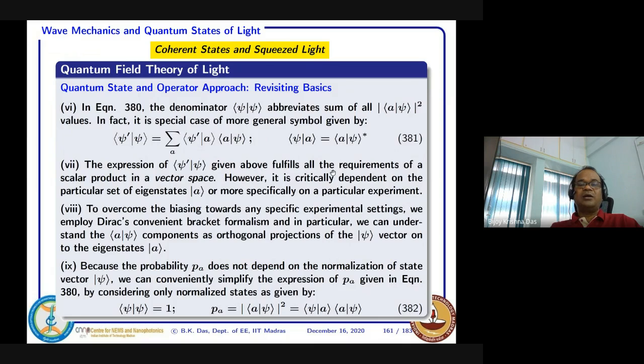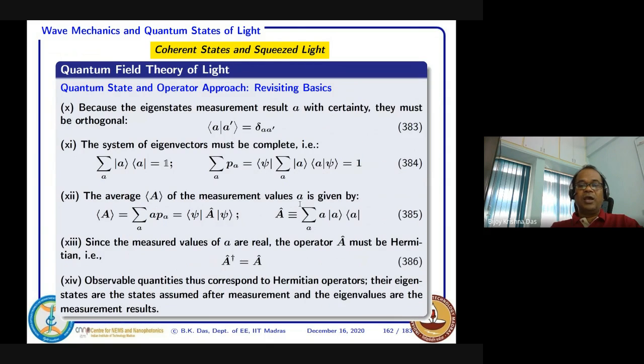Okay, and all other things we just express, that normalization and orthogonality condition. For example, if there are two basis vectors, there will be just the orthogonality condition. So that is just to give you one recap. And also eigenvectors we have just expressed like this, right? The system of eigenvectors must be complete.